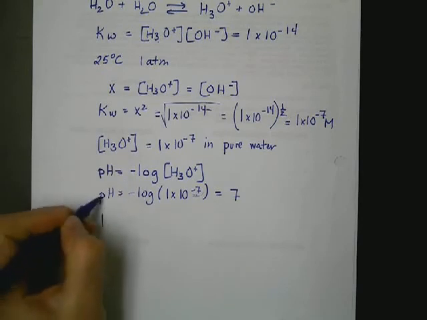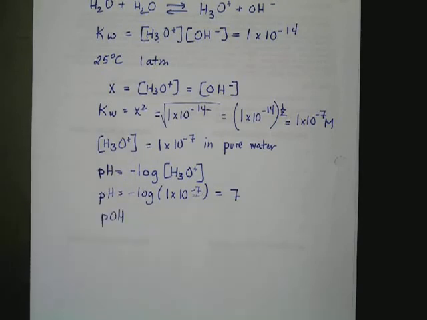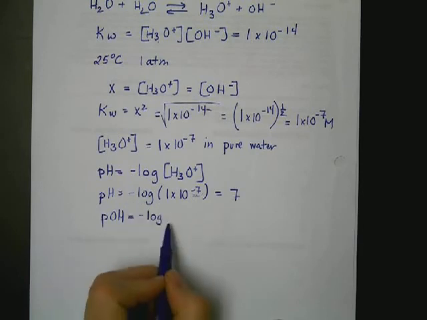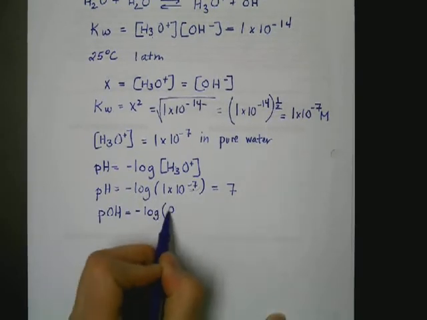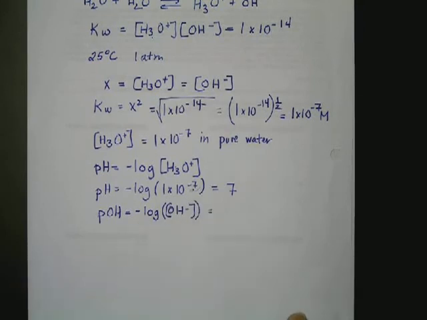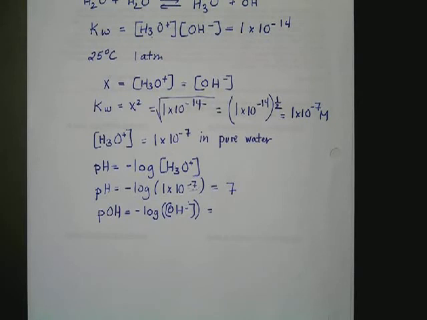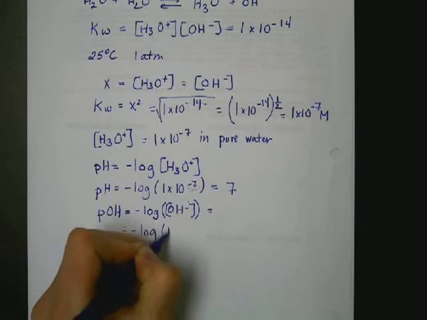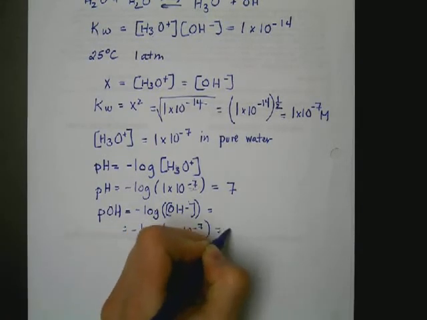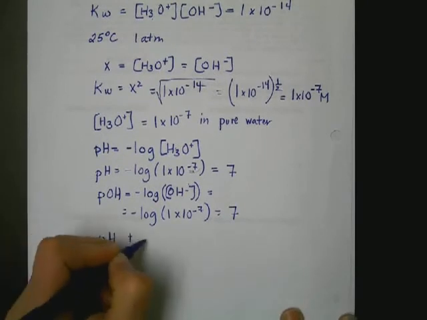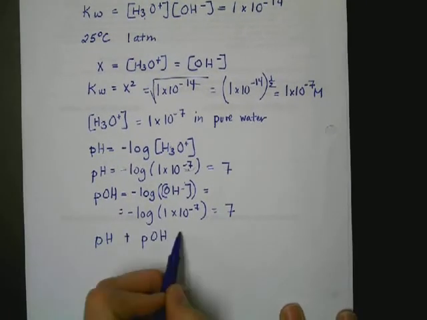If this is pH, what do you think pOH is? Okay, so what would the pOH be of pure water? Right. Negative log of 1 times 10 to the minus 7, so that equals 7. So we have a pH of 7 and a pOH of 7. So what can you tell me about pH plus pOH? They're equal to 14.